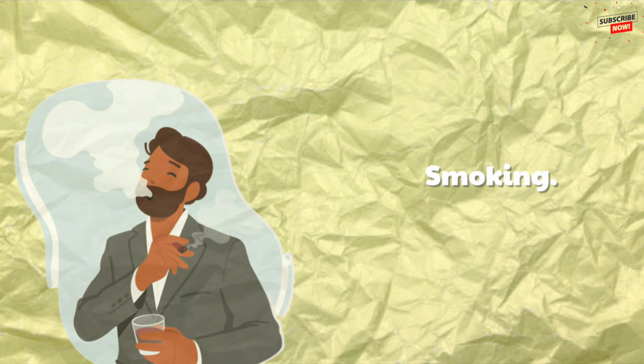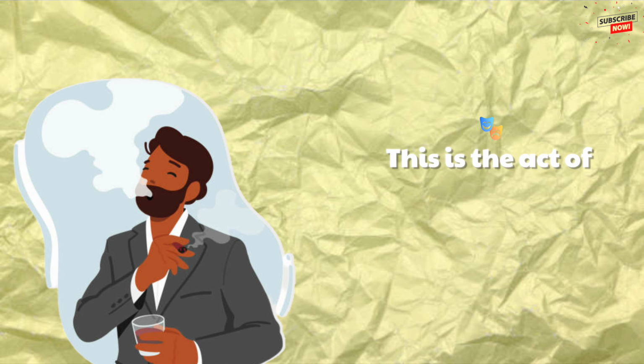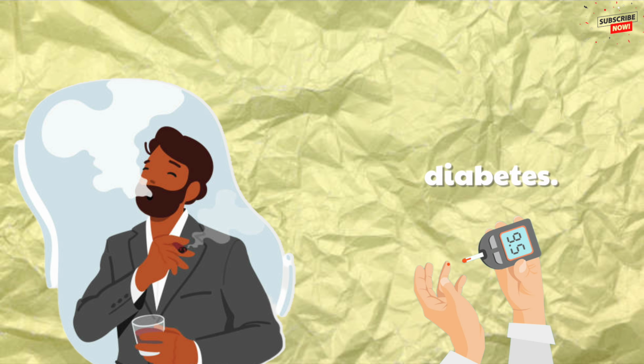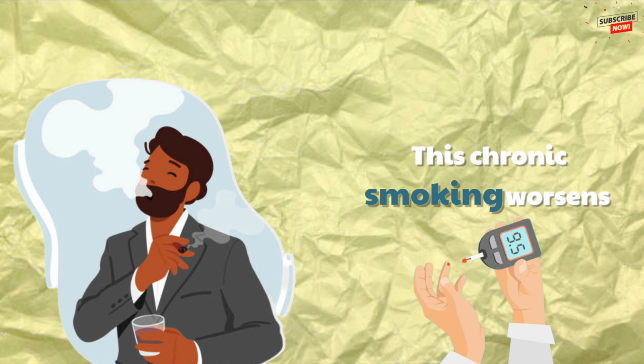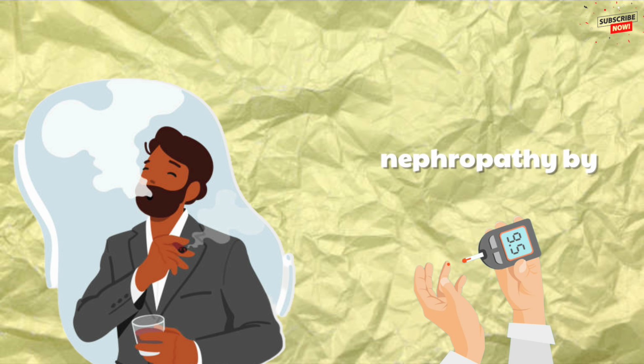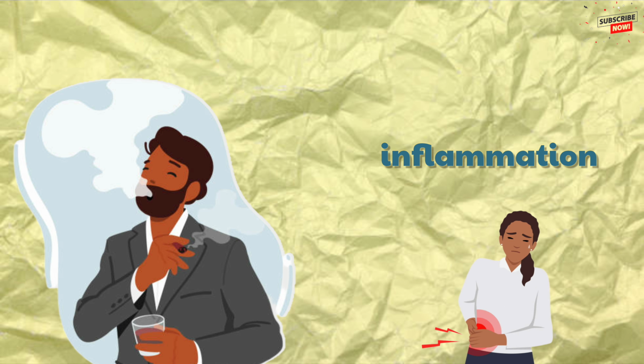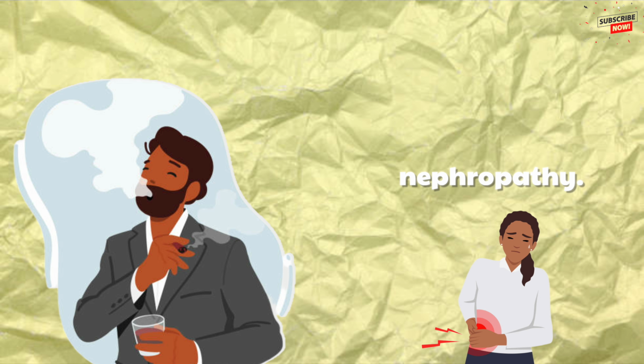2. Smoking. This is the act of inhaling and exhaling the fumes of burning plant material, most commonly tobacco. Nicotine, a chemical found in tobacco products, raises your blood sugar, causing diabetes. Chronic smoking worsens diabetic nephropathy by damaging blood vessels, reducing kidney blood flow, and increasing oxidative stress. This accelerates kidney inflammation and fibrosis, leading to faster progression of nephropathy.